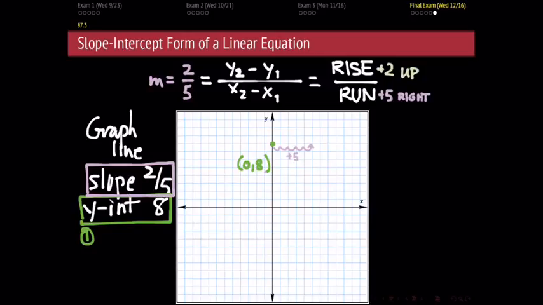So in addition to moving 5 to the right, I'm also going to move 2 up, and that will give me my next point, plus 2. So my next point is this point right here. If we wanted coordinates for it, we could add 5 to our x and 2 to our y to get (5, 10). And then all I have to do is connect the dots. Drive that down into place, and then we're done.